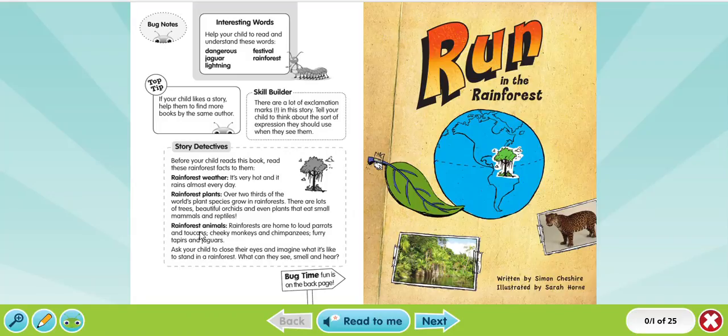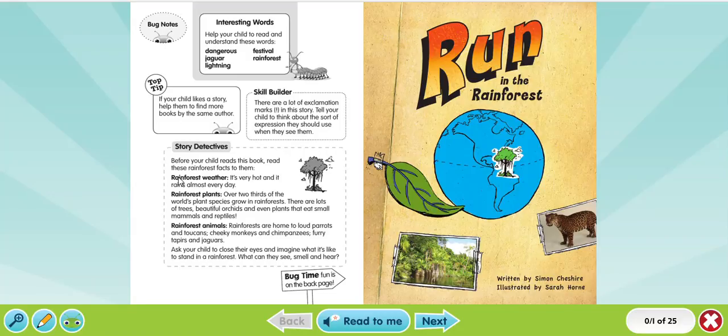Okay, now let's look at some interesting things we can learn about the rainforest. Maybe you know them, but maybe you might not know them. So we'll start with the story detectives. What can we find out? What new thing can we learn about the rainforests? Number 1 is rainforest weather. What do you think the weather is in the rainforest?